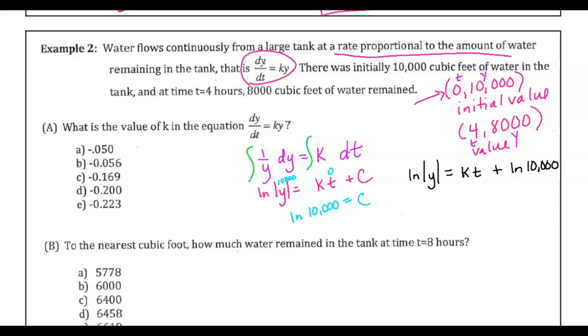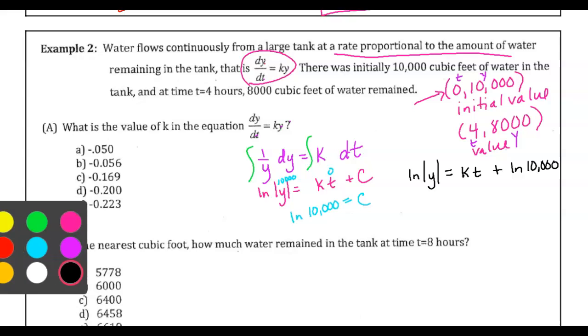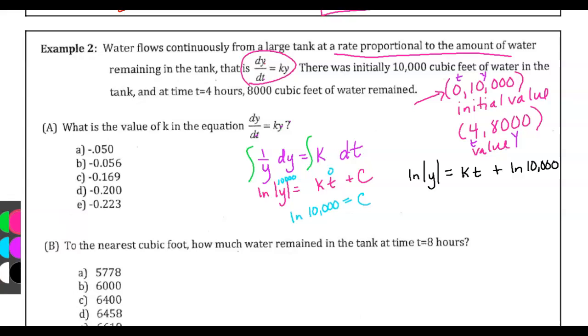Well, we need to find k. So now I know another value. I know t is 4 and y is 8,000. So natural log of 8,000 is equal to 4k plus natural log of 10,000. And so you notice all we have left is k, so we can solve for this. I'm going to subtract the natural log of 10,000, so natural log of 8,000 minus natural log of 10,000. You're not allowed just to subtract 8 and 10,000 because they're inside the log.